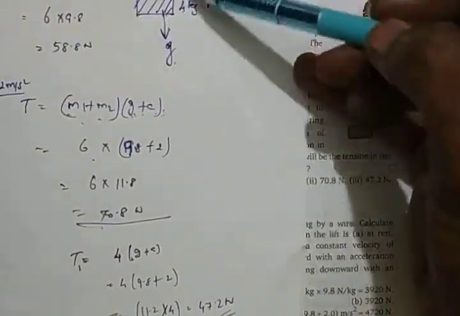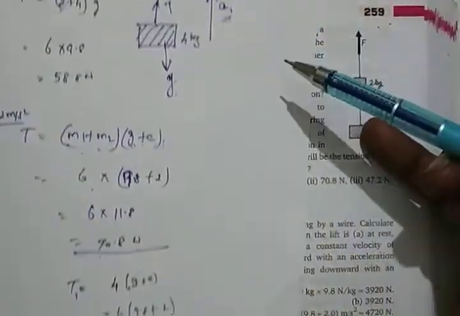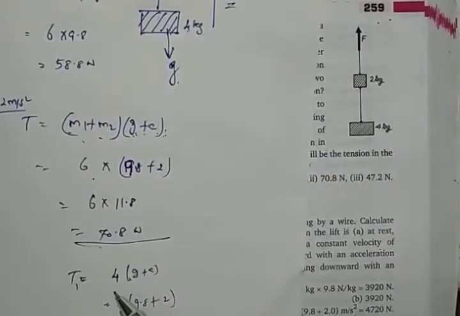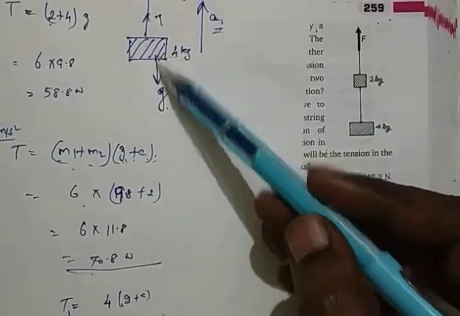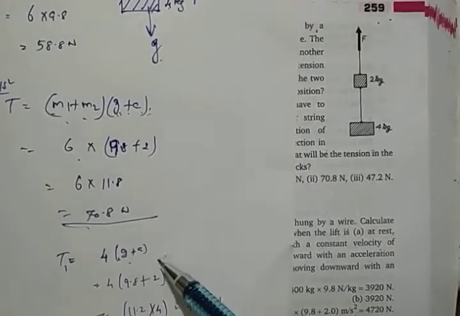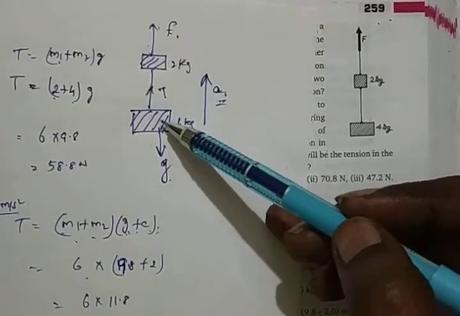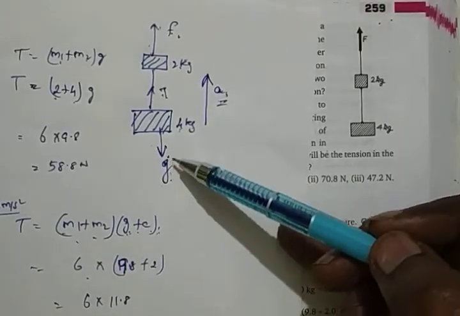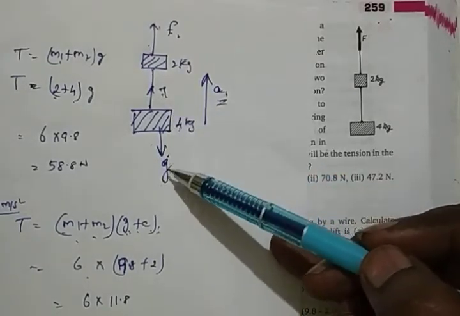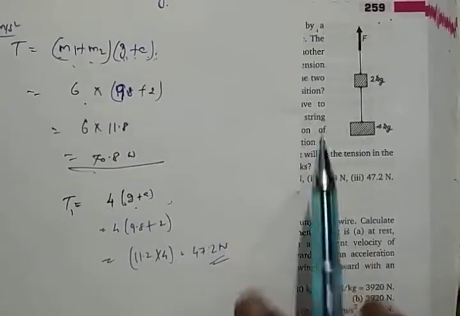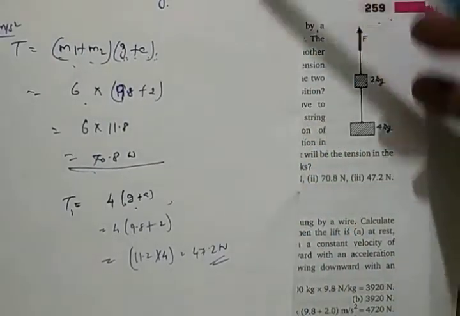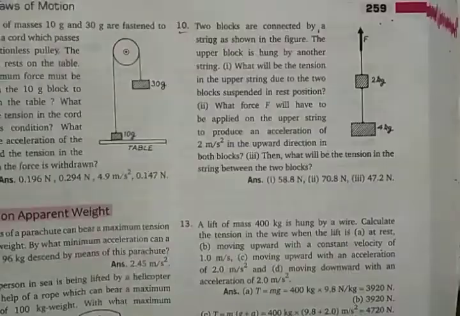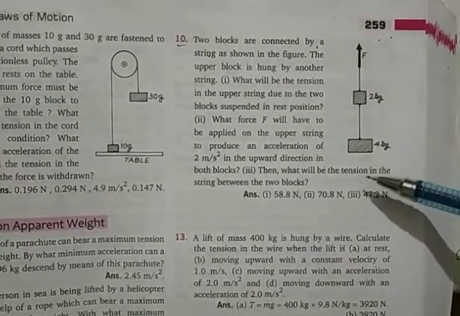The tension here in between. It is going to be 4, the mass of this one, into g plus a. It is not just T equal to 4g, 4 into 9.8. It is T equal to 4 into g plus a. The acceleration has to be added here because the system is going up. So you get 47.2. So that's the answer to this question. I hope you understood all these questions, right?